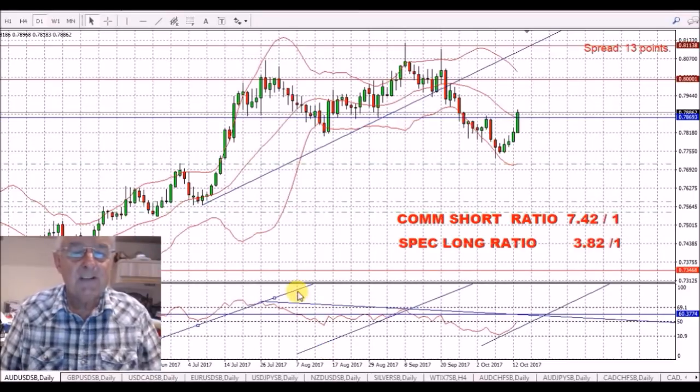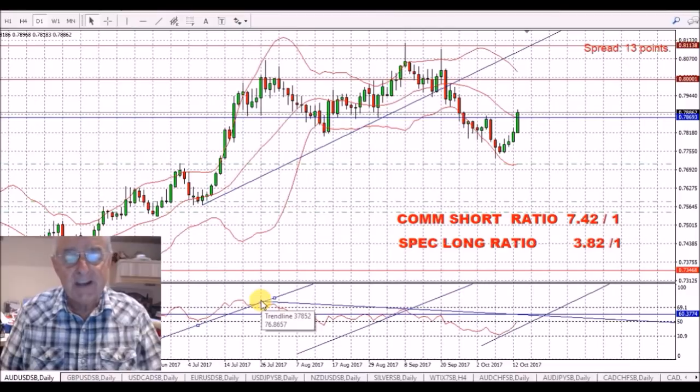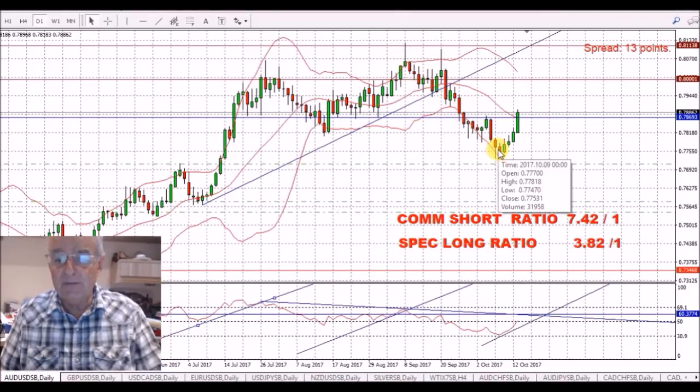So here we have the Australian dollar, US dollar, and we've got the RSI. Now if we put a trend line on the RSI and we wait for it to go above the 69.1 and come back down and cut through it, this gives us a sell signal. This obviously would have been a very good sell signal here. We had a sell signal here indicating this big long fall that we've had.